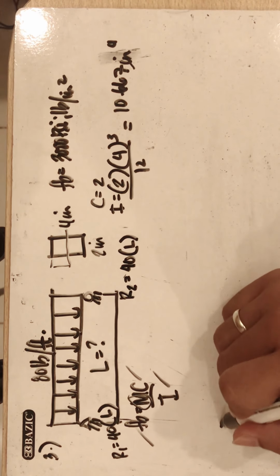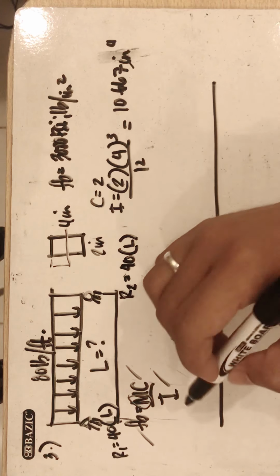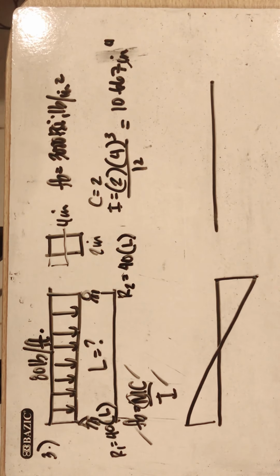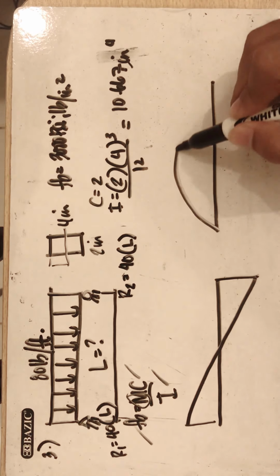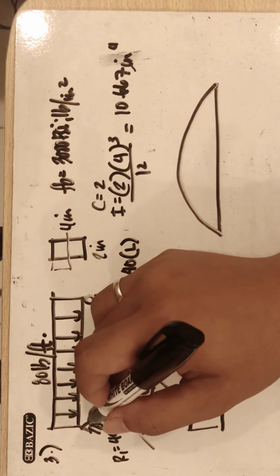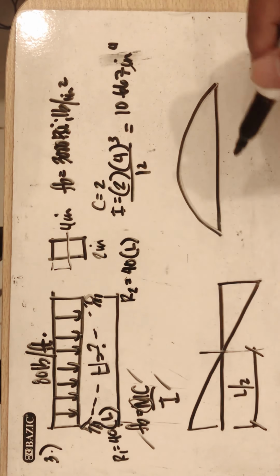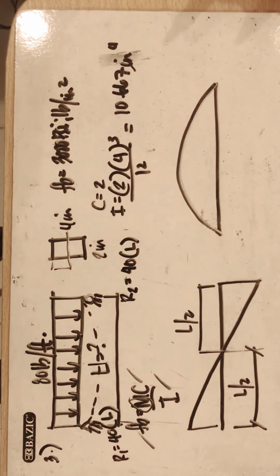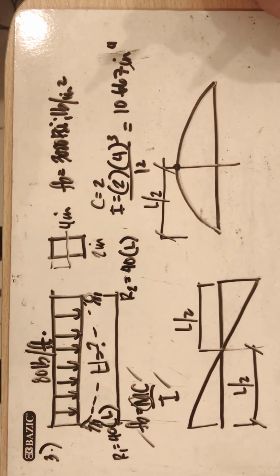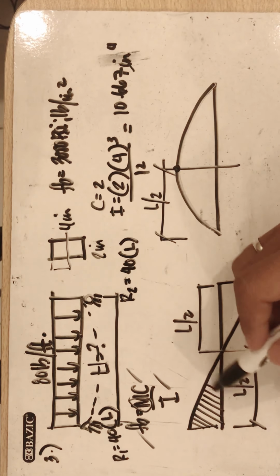Next, let's draw the shear and moment diagram. For the shear diagram, we all know that it always looks like this for a uniformly distributed load. And the moment diagram always curves like this for a uniformly distributed load. The maximum moment is always located at the middle, at a distance of L divided by 2. Even without solving, this is always the result for a uniformly distributed load.